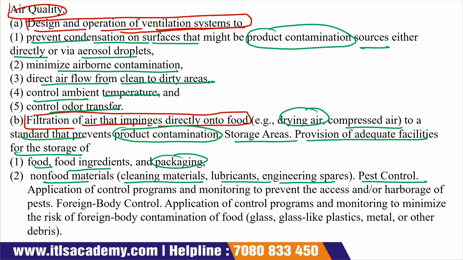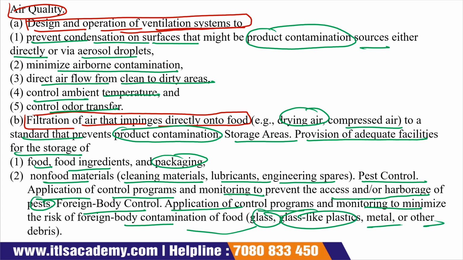Now the next is your pest control, application of a control program and monitoring so that it will prevent the access or harborage of pests. Foreign body control, application of a control program so that it will monitor, so that the risk of foreign body contamination inside the food product decreases. Now this foreign body is glass, plastic, metals or other debris. That means the contamination which occurs due to everything which is not part of the food product.